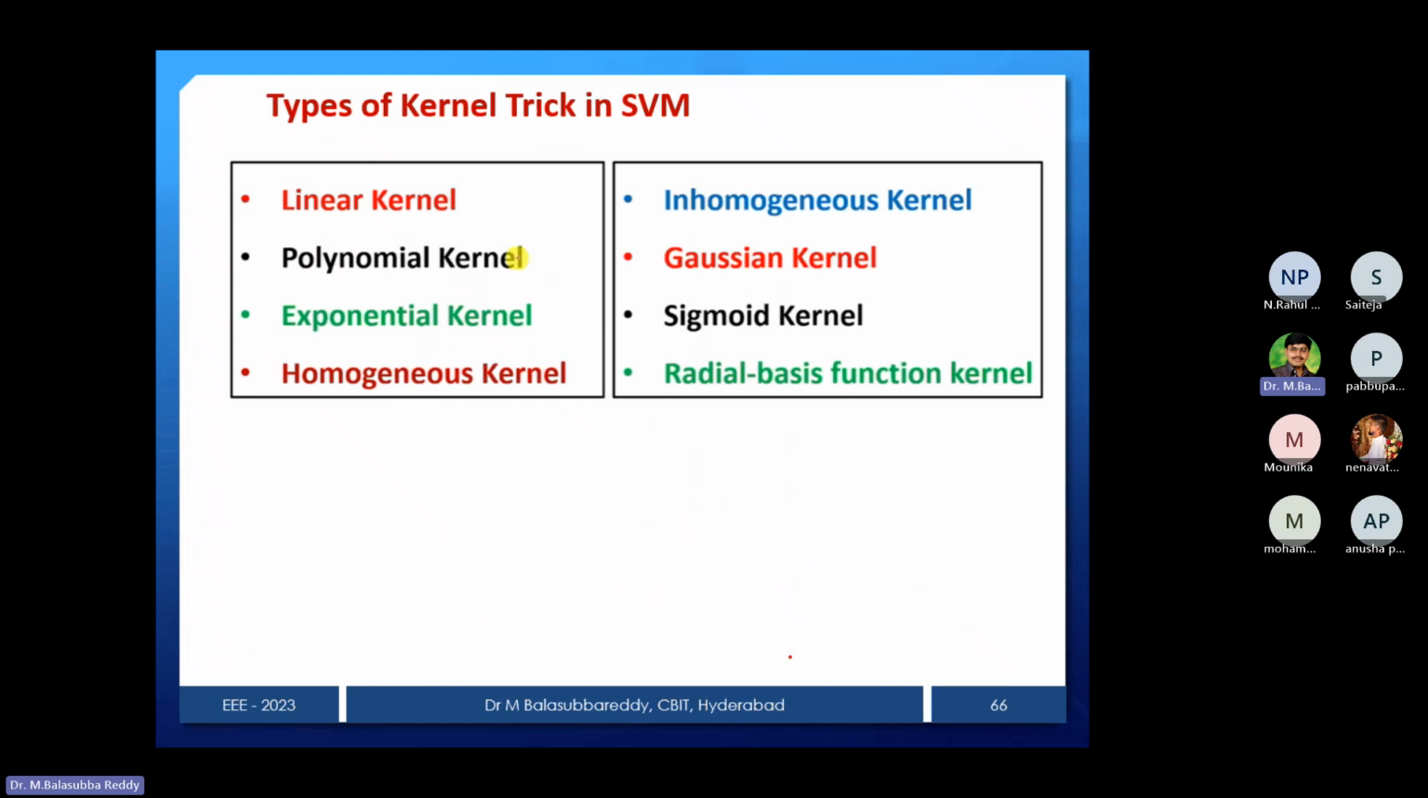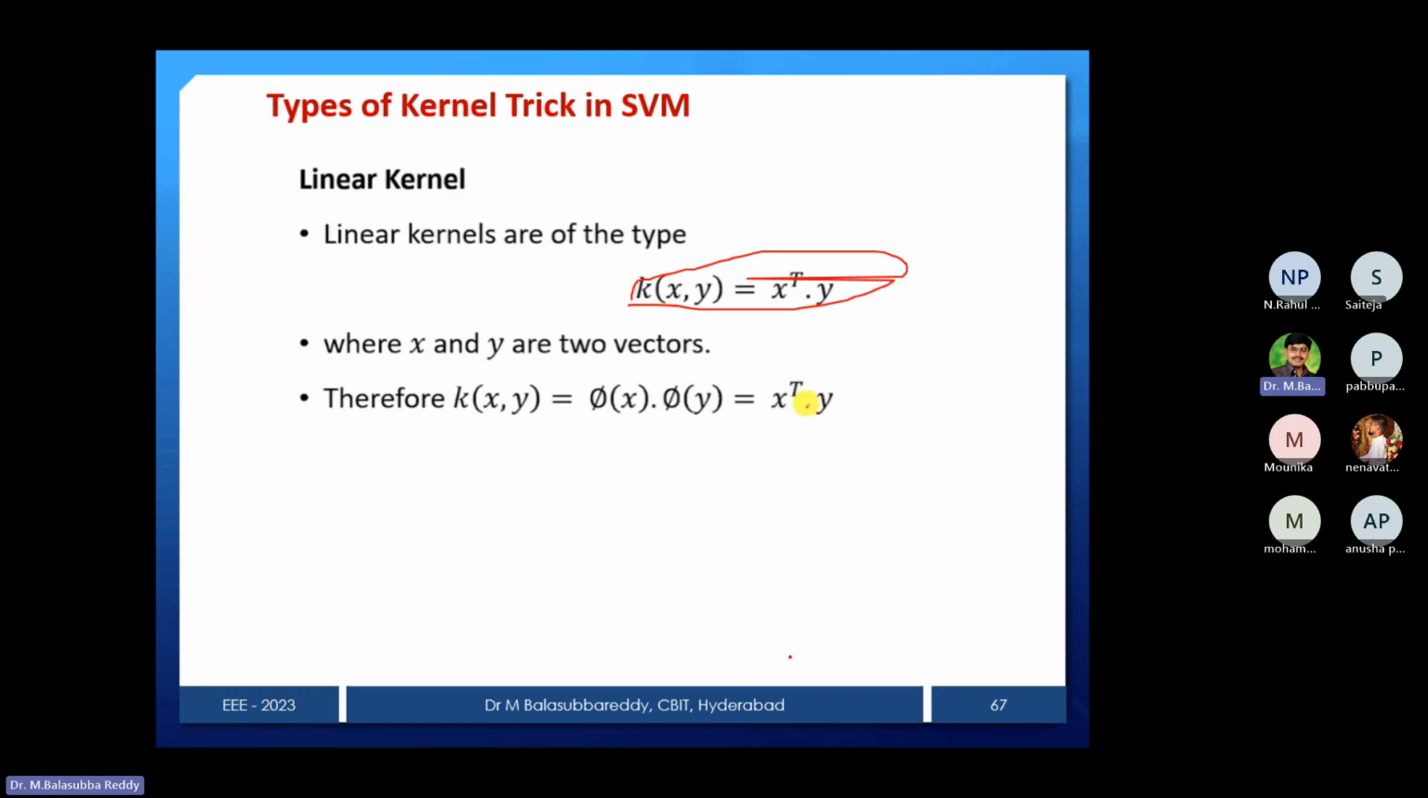In that, we have different types. Suppose it is a linear kernel, what can we give? x comma y. Earlier fashion only, but here linear kernel means x transpose into y. Whereas earlier, A transpose dot product B whole square is your kernel, but for a linear kernel we use x transpose y, where x and y are the two vectors.